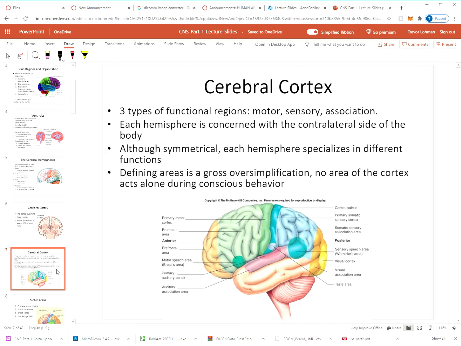But anyway, there are 3 functional regions: motor, sensory, and association. This has nothing to do with what type of neuron is found there. It has to do with the function of that region. And let me explain what that means. Say I have a neuron that makes me wiggle my fingers, okay? Flex my fingers. That neuron doesn't go all the way up to my brain. It comes from my spinal cord. There's another neuron that comes from my brain that synapses on that neuron.